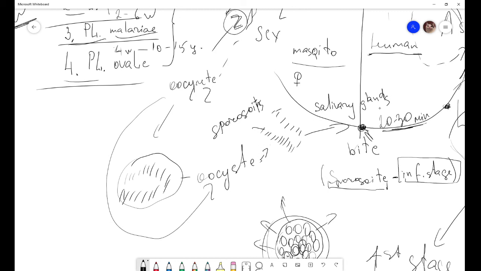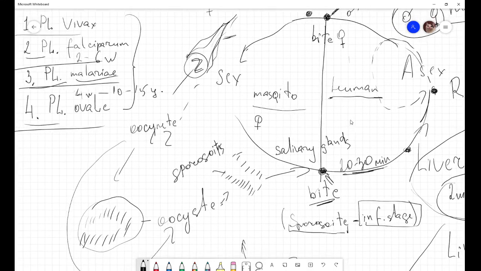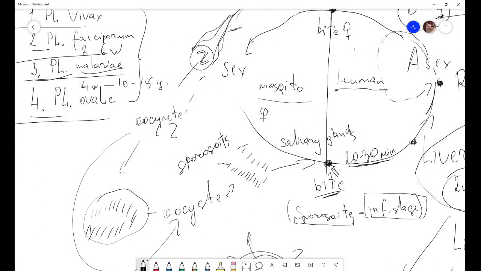to the salivary glands of the mosquito, and after that this mosquito bites a human, and the Plasmodium life cycle starts again. Okay, that's all. This is the minimum you need to know about Plasmodium vivax, falciparum, malariae, and ovale. About malaria.